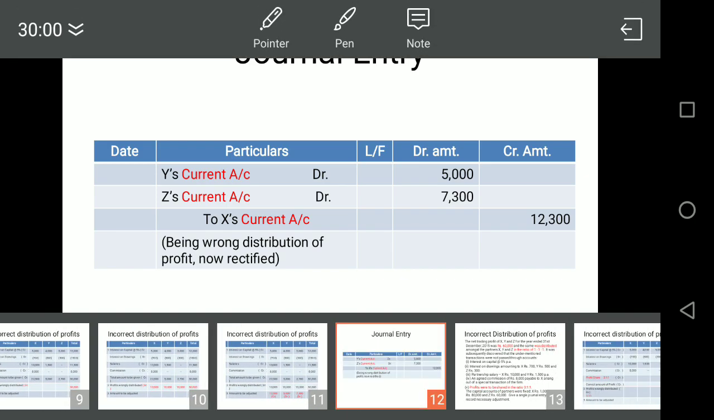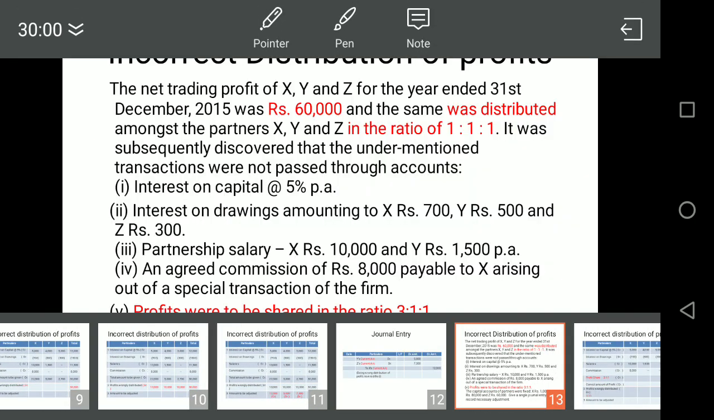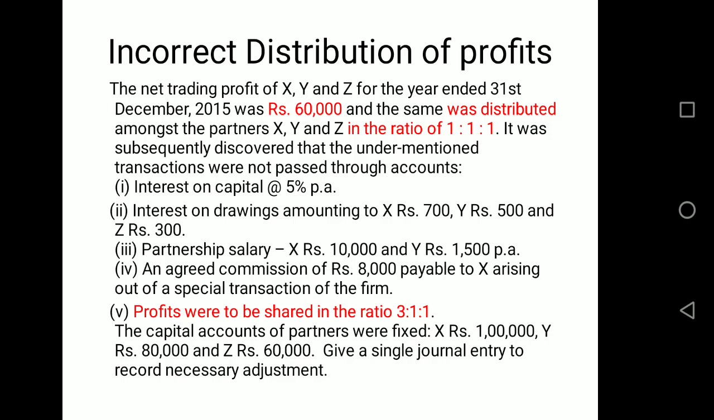Now after this, let's understand another question in which there was a wrong ratio. Let's understand the difference between the previous and this question. I have taken the same question with a slight change. The net trading profit of X, Y and Z for the year ended 31st December was rupees 60,000, and the same was distributed among the partners X, Y, Z in the ratio 1:1:1.